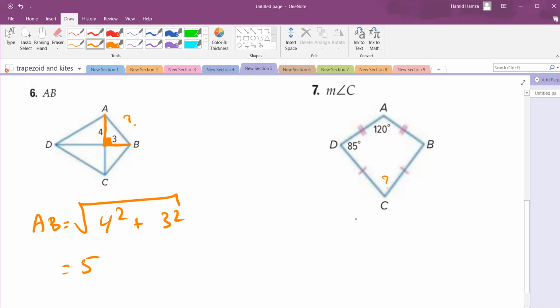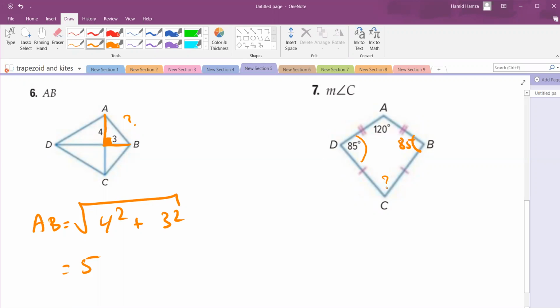Do you remember that opposite sides are congruent, guys? What are the opposite angles that are congruent here? A congruent to C, or B congruent to D? B congruent to D. Yes, because the angles included between the non-equal sides are congruent. Side AB and side BC are not equal, so this angle will equal this angle. That means this angle is also 85.